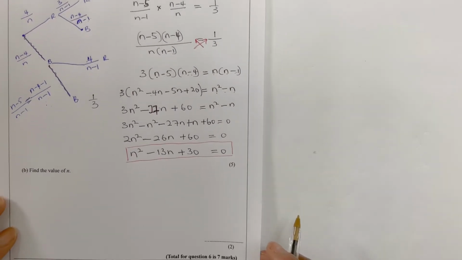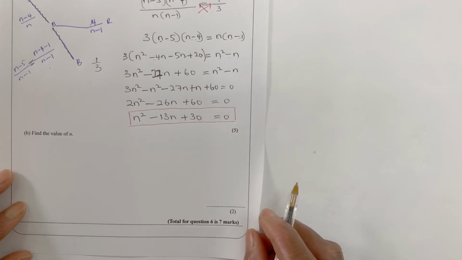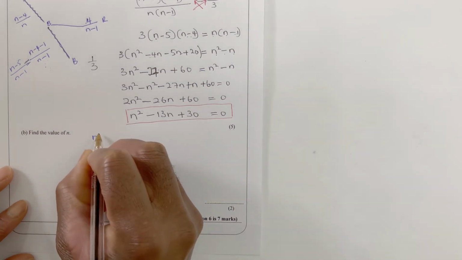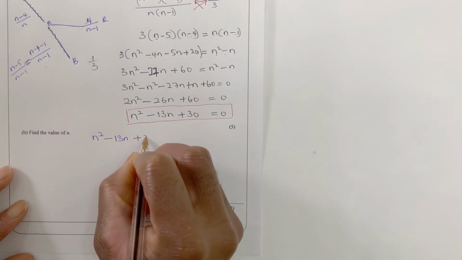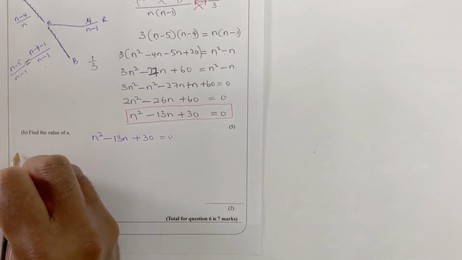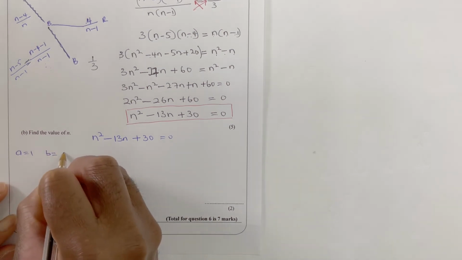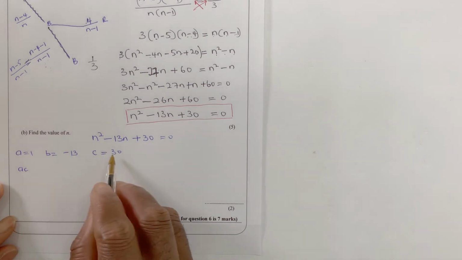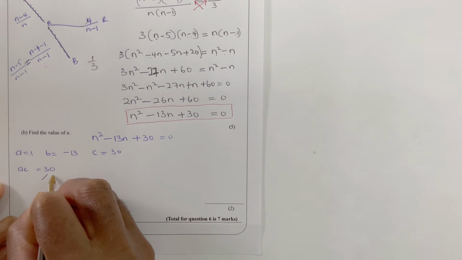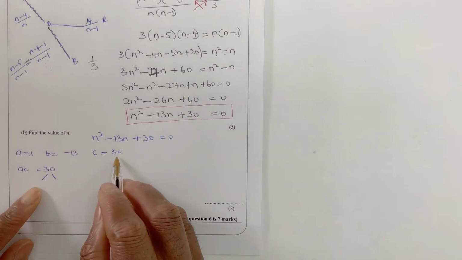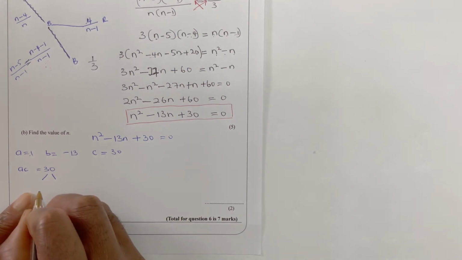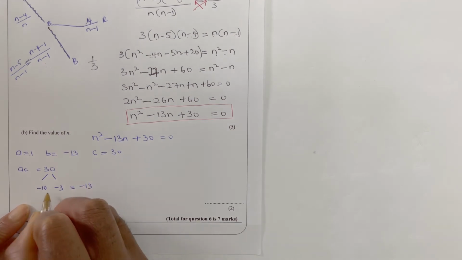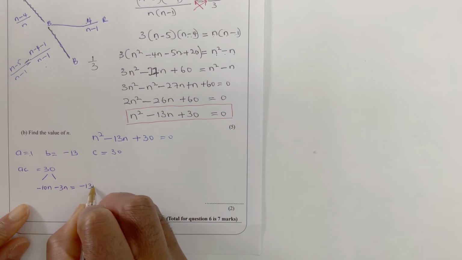And the second part is to find the value of n. What that means is we need to solve the problem, factorize it. So to factorize n squared minus 13n plus 30, a equals 1, b equals minus 13, c equals 30. AC means 1 times 30 equals 30. I need two numbers that multiply together to get 30, and when I add them together I get minus 13. I'm looking at minus 10 and minus 3.